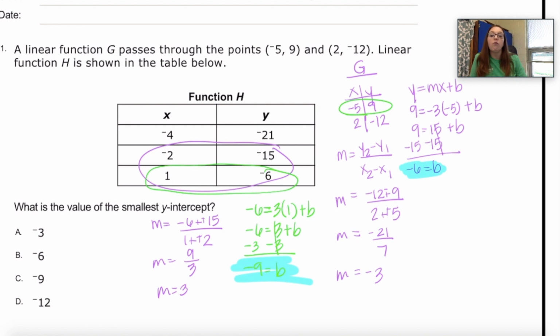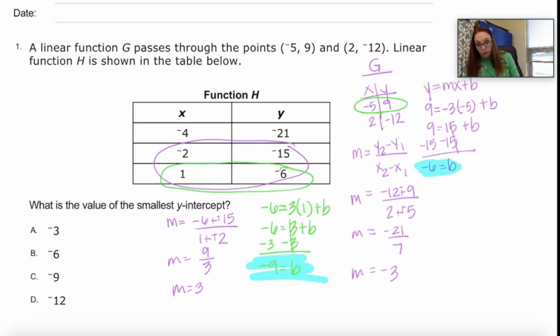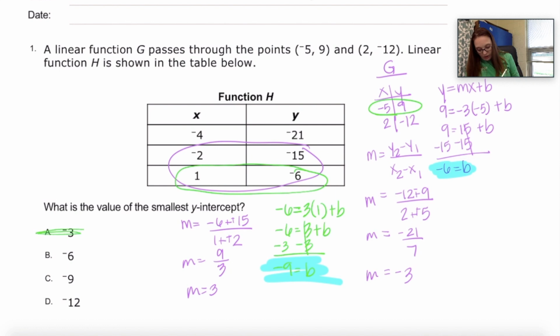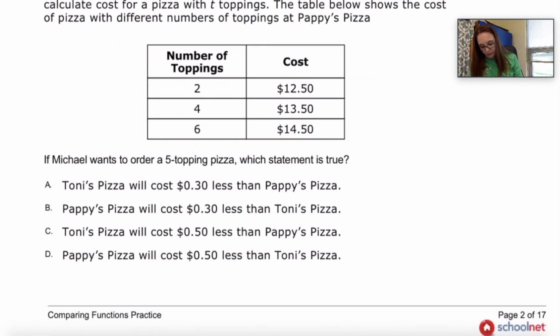So what is the value of the smallest y-intercept? The y-intercepts we found are negative 6 and negative 9. So we can mark out A and D. Which one is smaller? Negative 9 is smaller than negative 6. So this was answer choice C. Let's go to the next problem.